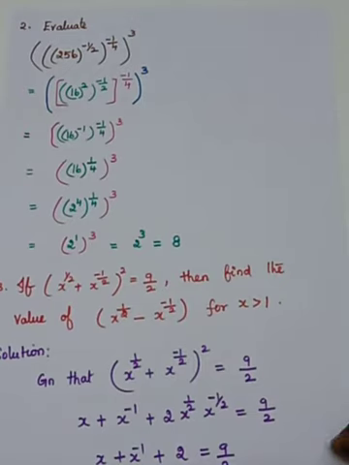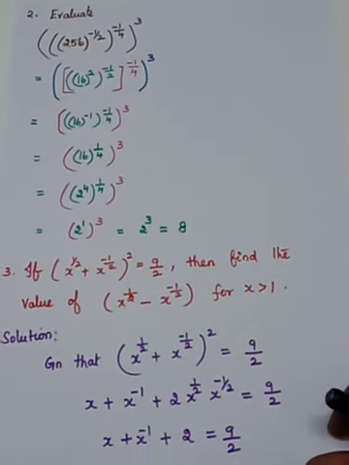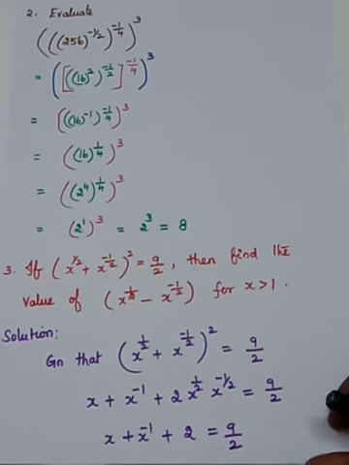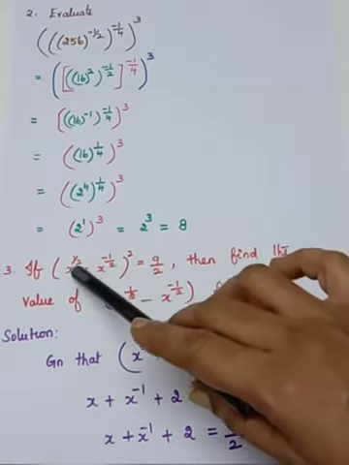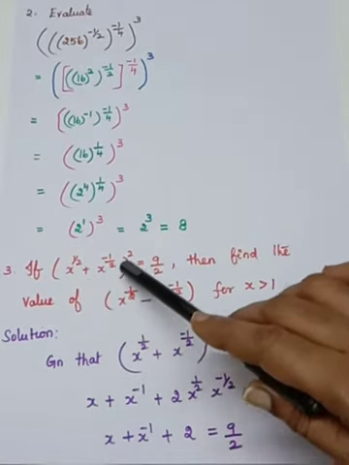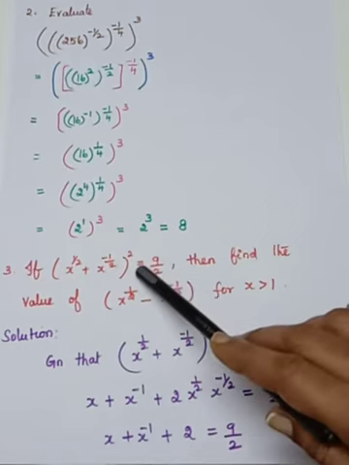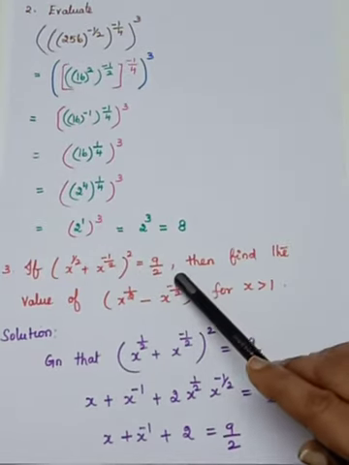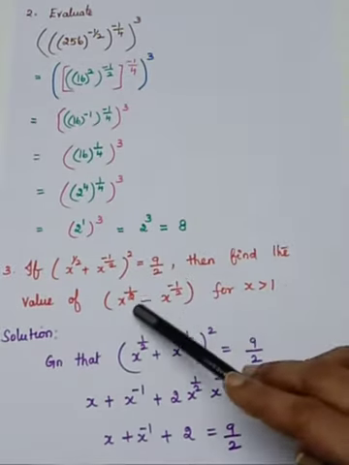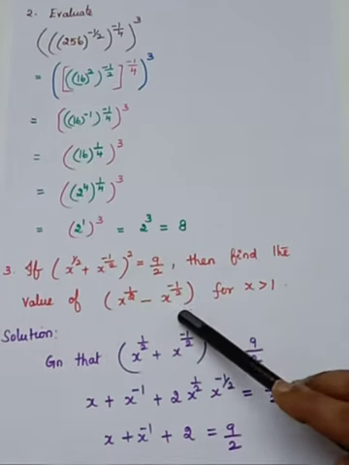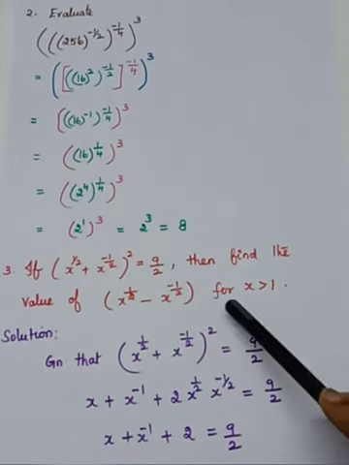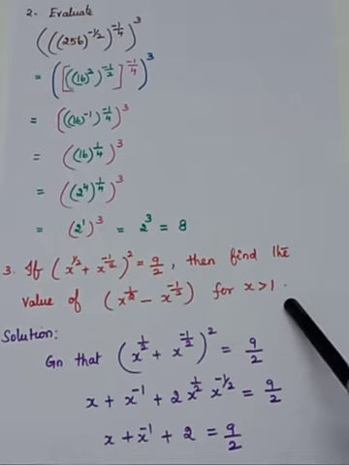Okay, come to problem number 3. Here what you are having: if x power half plus x power minus half the whole squared is equal to 9 by 2, then find the value of x power half minus x power minus half for x greater than 1.